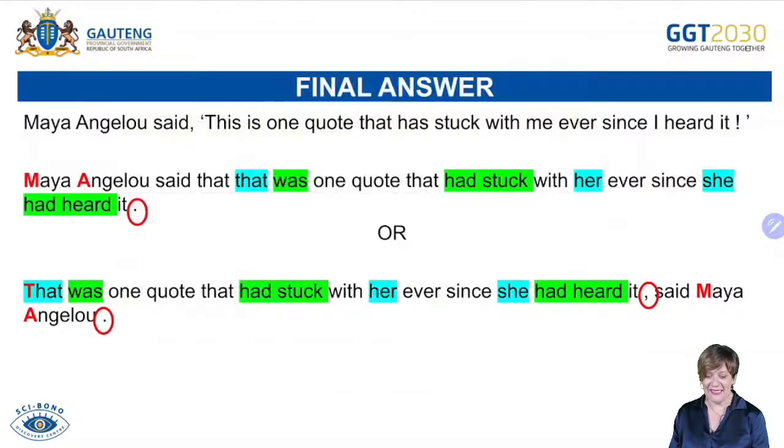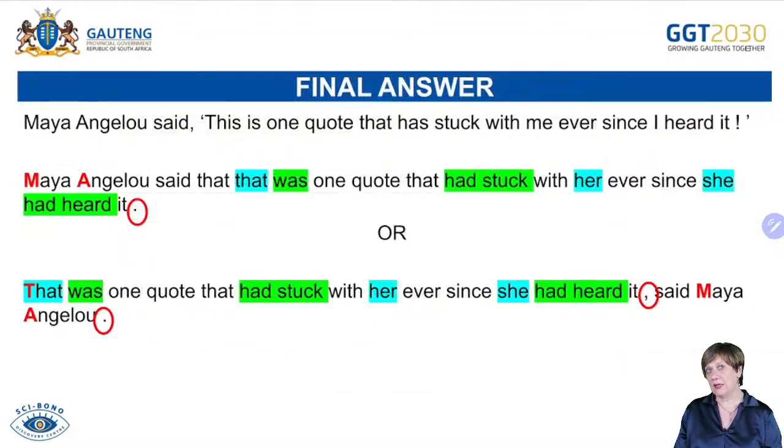So let me show you. That's our original sentence. This is one quote that has stuck with me ever since I heard it. Maya Angelou said that. Now I know there's two that's next to each other. That's fine because remember we're changing this to that as well. Is changed to was and has stuck becomes had stuck with her ever since she had heard it. And I want you to notice I've put a full stop at the end. So important. We literally look for that full stop. And if it's not there, you don't get your mark for your punctuation.